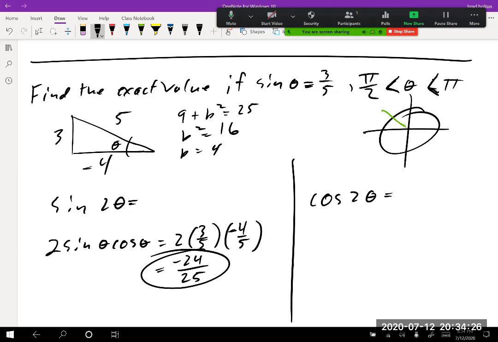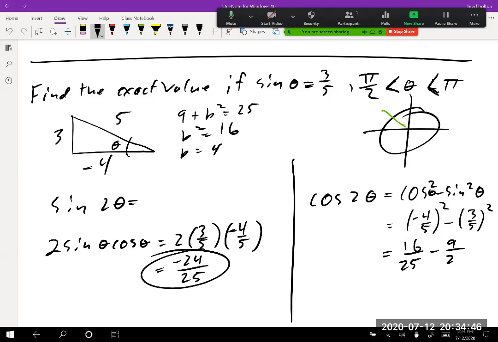Now let's do the same thing over here. Let's use cosine squared minus sine squared theta. So this would be, let me see, cosine of theta would be -4/5 squared, minus the sine is 3/5 squared. So it's going to become 16/25 minus 9/25. So this is going to become 7/25.